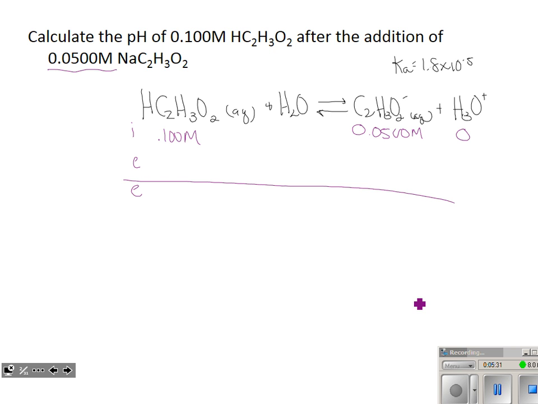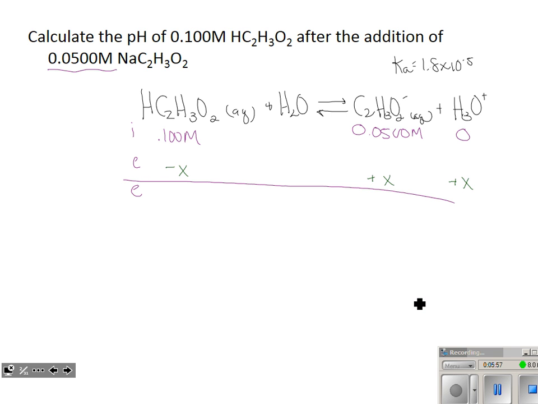So what's going to happen here is that this is going to go down by an amount X. I don't want to talk about going in the reverse direction here, but we know that the hydronium will be lower than without the sodium acetate. This will go up by an amount X, and of course, this will also go up by X.